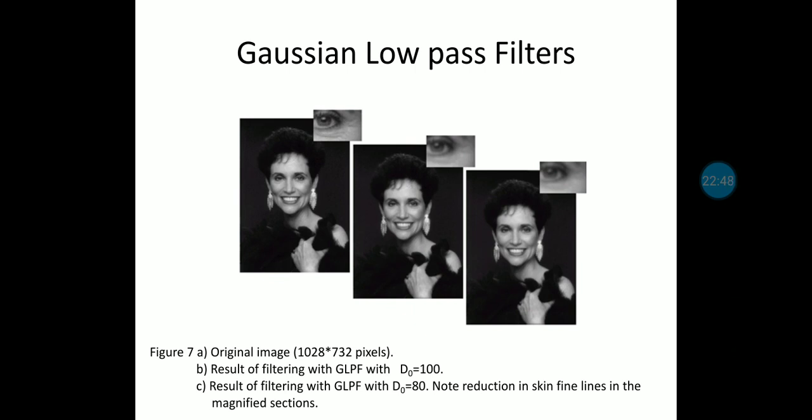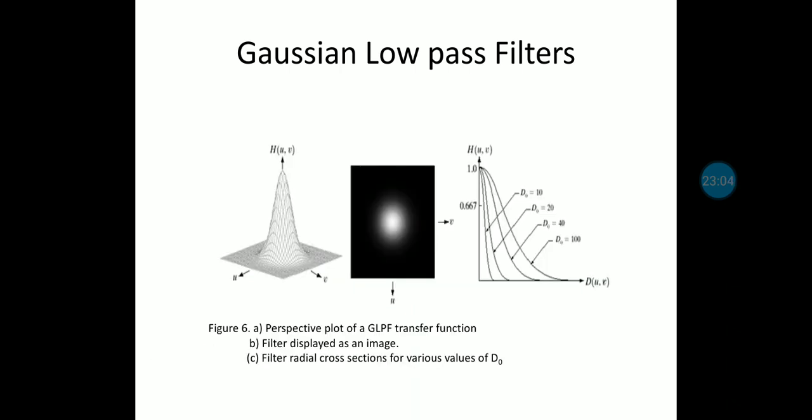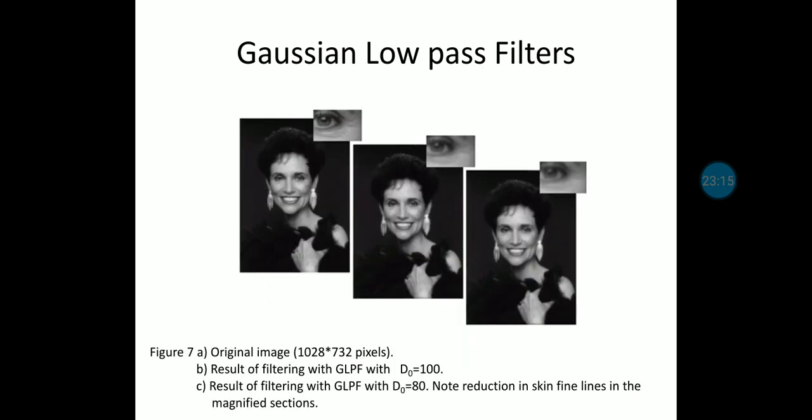What we are able to see is a reduction in fine skin lines. In the magnified sections we can see the difference relative to the original image. As we saw from the previous graphical representation, whenever D naught is less, the sharpness of the image is clear, isn't it? We are able to see the clear fine skin lines of the image when D naught is lowered, that is D naught equal to 80.